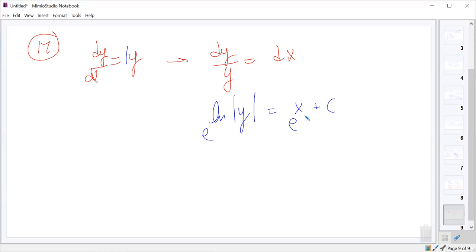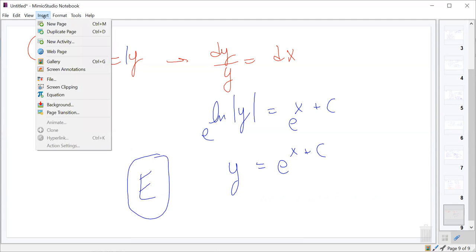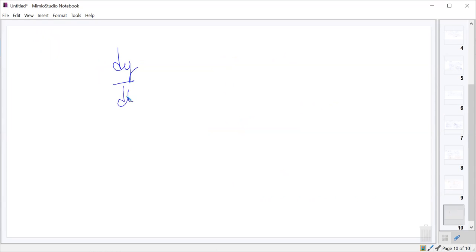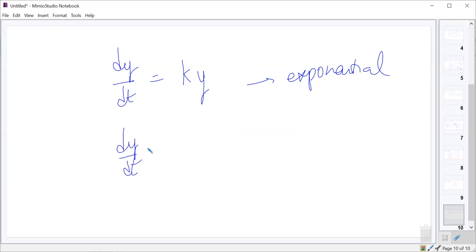And then you raise to the power of e. So you end up with y equals e to the x plus some constant. So these are exponential curves. So it looks like that's choice E. You really want to recognize anytime you see this, dy dt equals k, some constant times y, this is exponential growth. This is an exponential equation, either exponential growth or exponential decay. If you saw something like this, dy dt equals t, what kind of growth would that be?